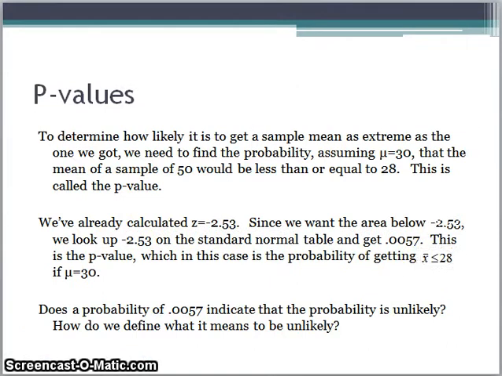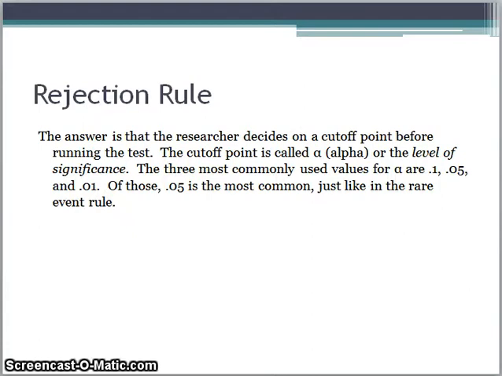Does a probability of 0.0057 indicate that it's unlikely? That brings us to the rejection rule. The researcher decides on a cutoff point before running the test. That's called your alpha or your level of significance. 0.05 is the most common level of significance, and that comes from the rare event rule.